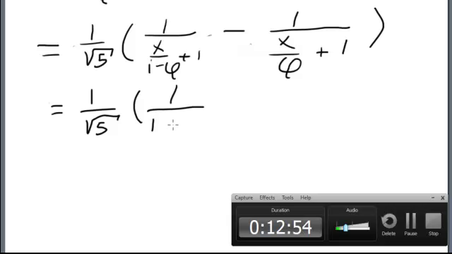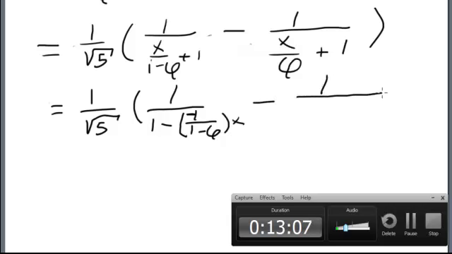So that's going to equal 1 over 1 minus 1 minus phi times x, minus 1 over 1 minus negative 1 over phi times x.